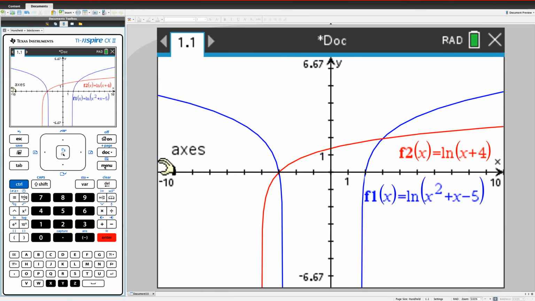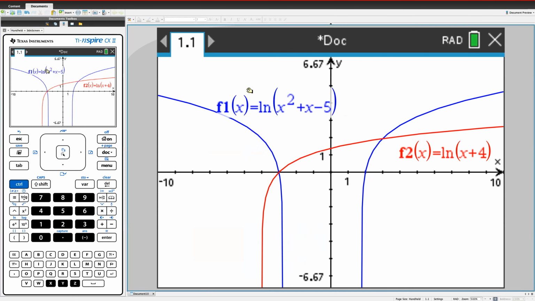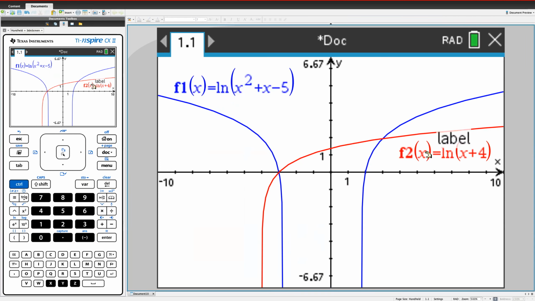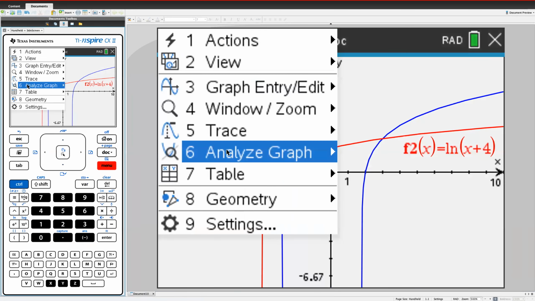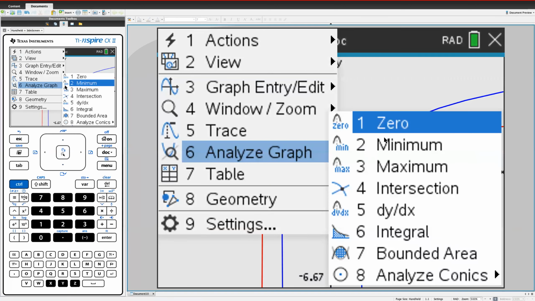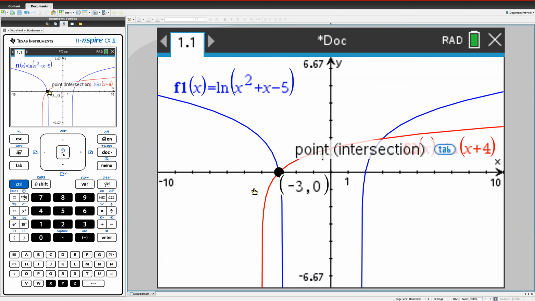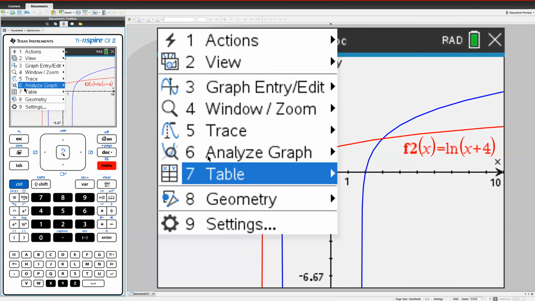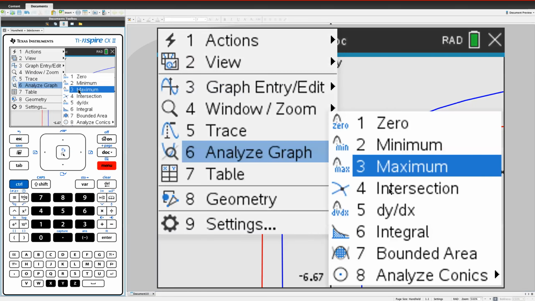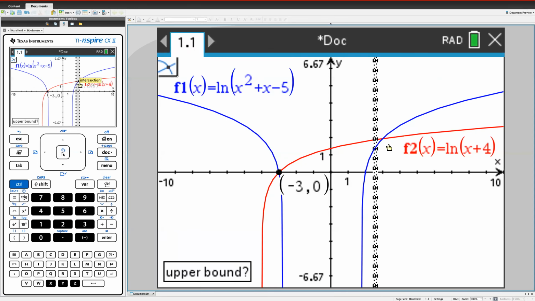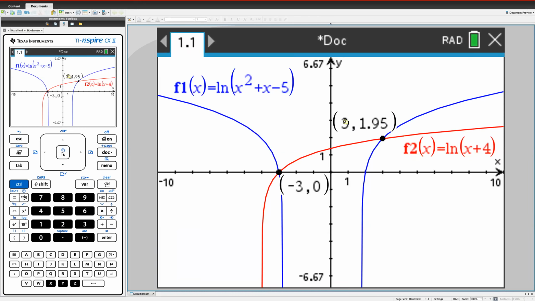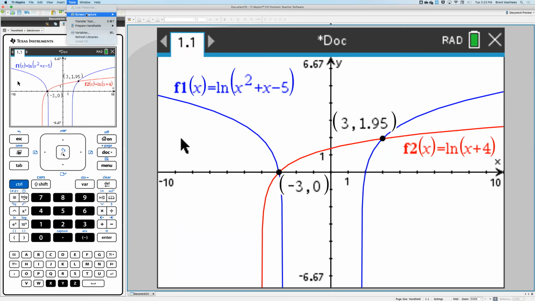We want to know where g is either less than or greater than h, I forget, but I'm going to write it like that. What I'm going to do is analyze this graph and find the intersections of these two graphs. So here's an intersection, and menu, analyze, intersection over here. These are the values where they cross each other. Okay, I'm going to take that and we're going to go get our solution from here.